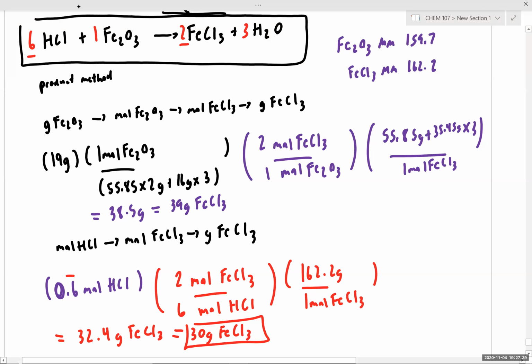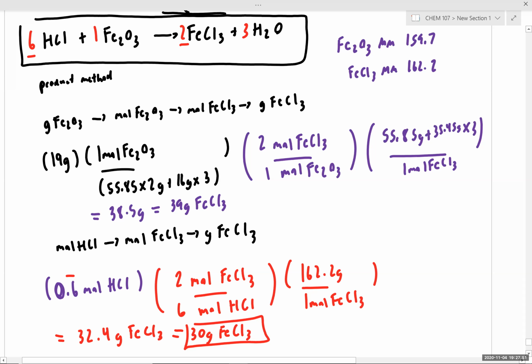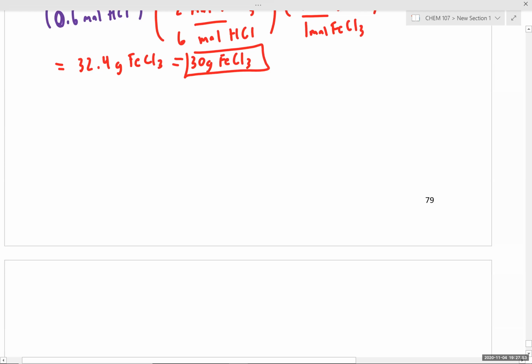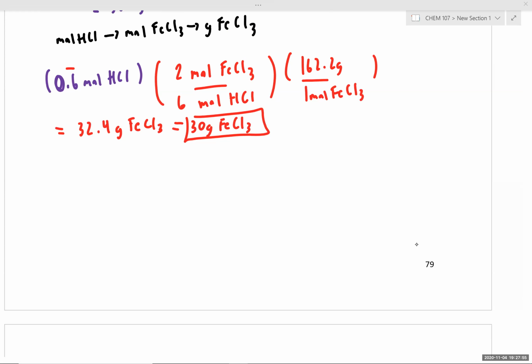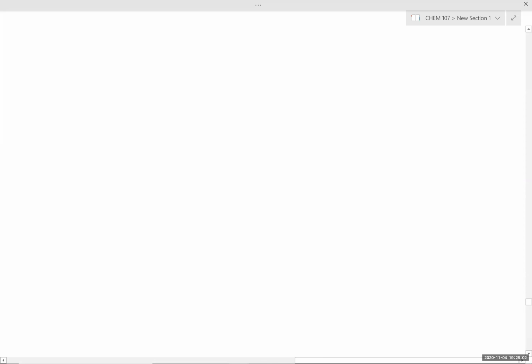Does this question make sense to everyone so far? Any questions on this product method calculation so far? Professor, can you go over real quick? I know you were saying because of the sig figs where we got the 30 grams. Can you just explain that a little bit more?